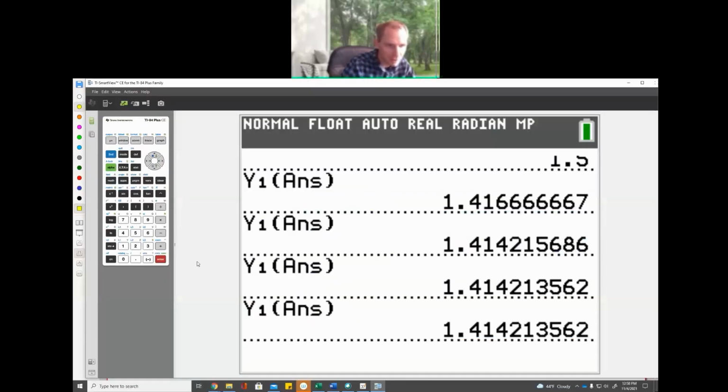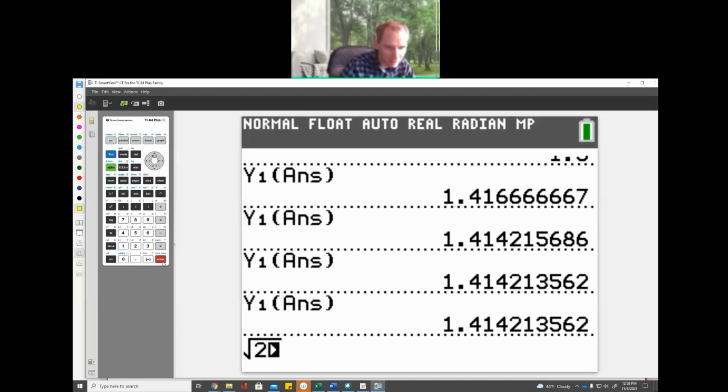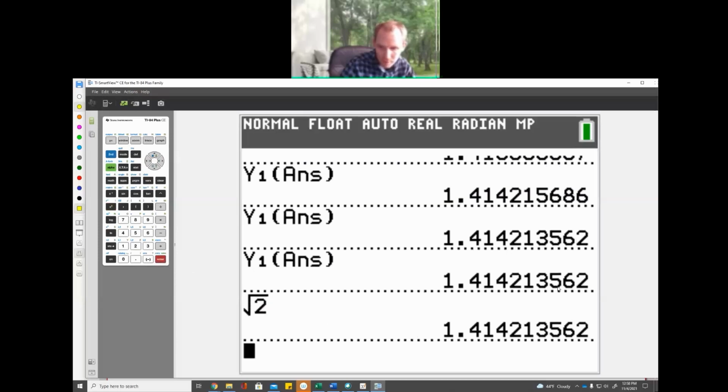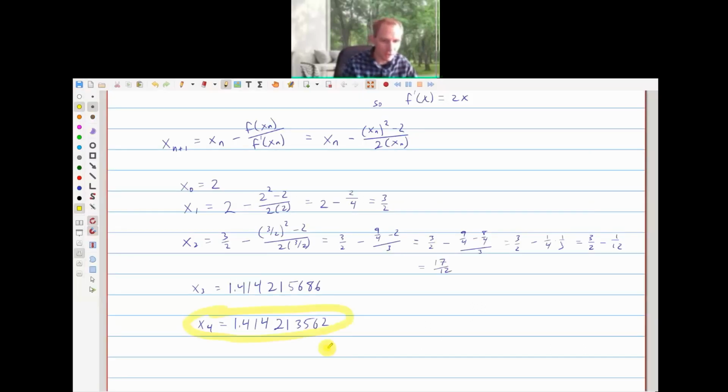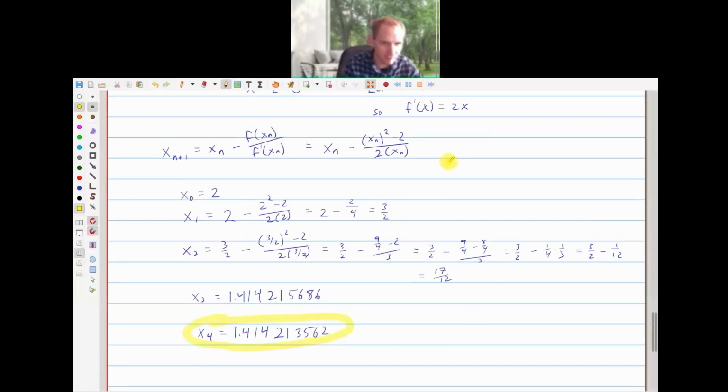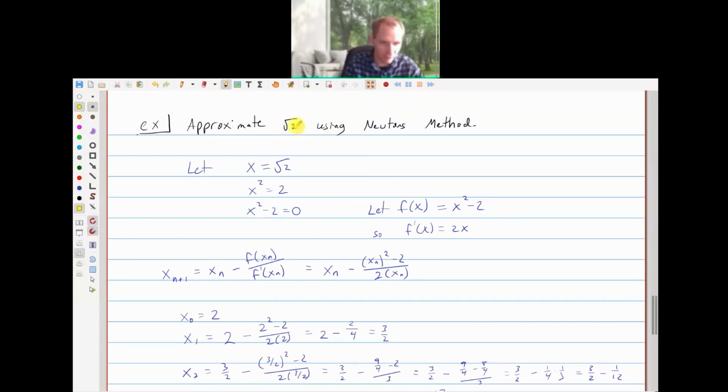Just for reference, if I type square root of 2 into my calculator, I get the exact same thing. So this is how we can use Newton's method to find the value of a constant that is difficult to compute. And we're not computing it exactly, we're getting a decimal approximation.